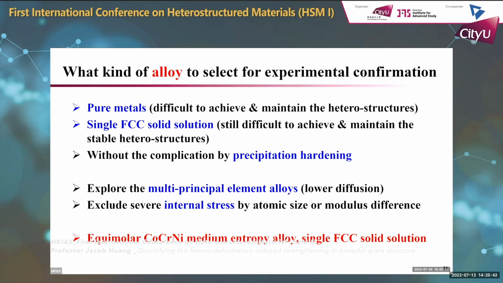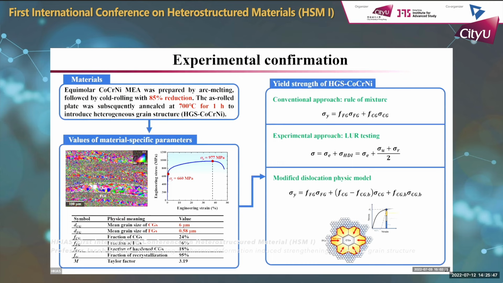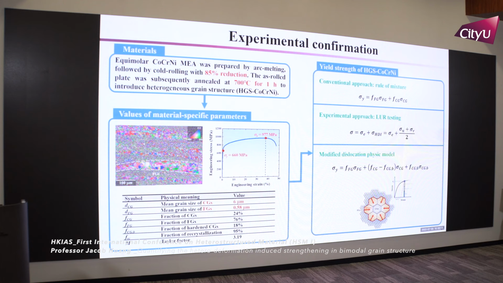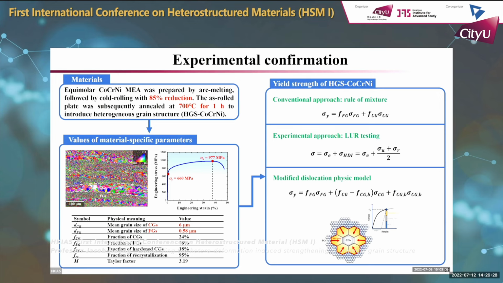So by properly controlling the thermomechanical treatment, a heterogeneous bimodal structure was successfully introduced, consisting of a hard unrecrystallized grain of about 0.5 micron, and also a soft recrystallized coarse grain of about 6 micron. The microstructure is shown here by EBSD, SEM, and also TEM. Those microstructure parameters, such as size, distribution, and volume fraction, were measured by EBSD as well as TEM. Then the sample yield stress was carefully measured multiple times, and the average yield stress is about 660 MPa, as shown here.